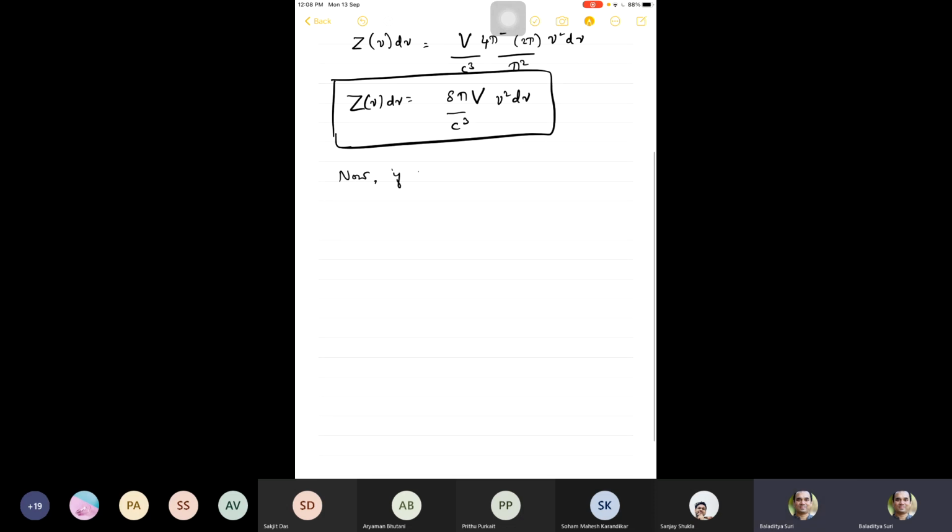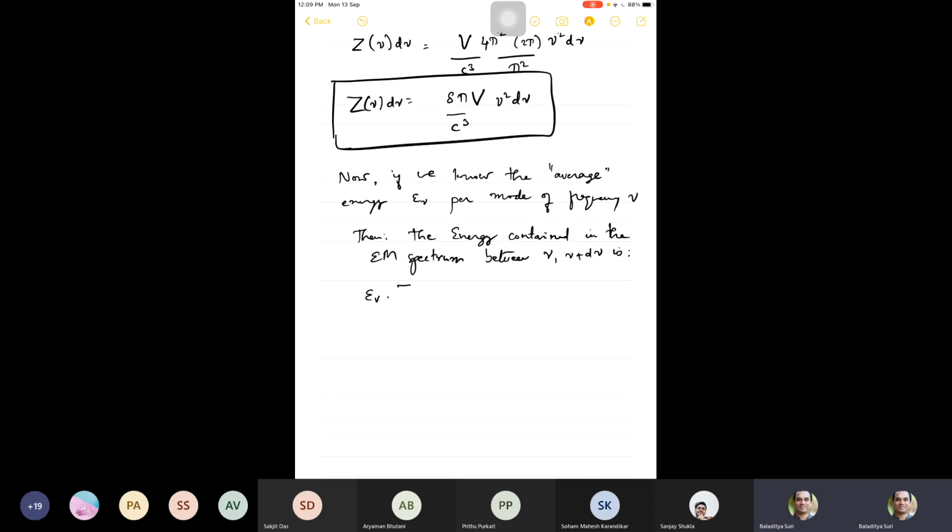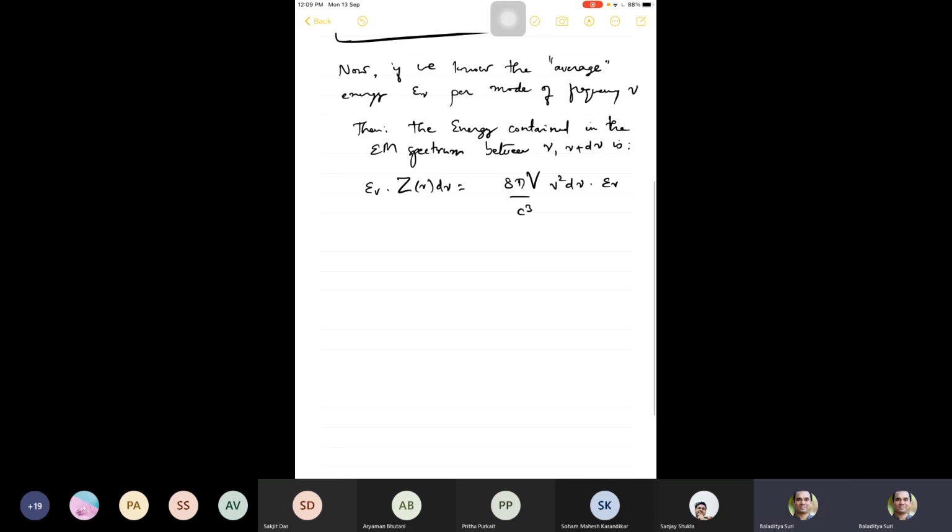Now, if we know the average energy epsilon nu per mode of frequency nu, then the energy contained in the EM spectrum between nu and nu plus d nu is given by epsilon nu times Z of nu d nu. That will just be 8 pi V by c cubed nu squared d nu times epsilon nu. All we did was multiply the density of states by the average energy per frequency mode epsilon nu.